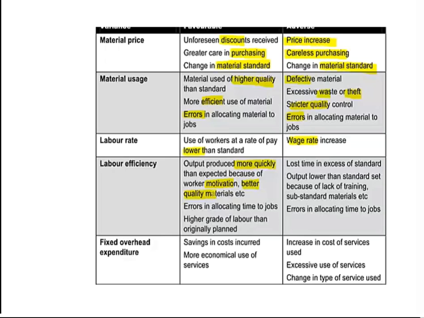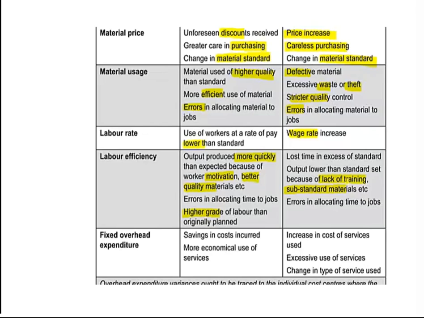Mistakes then in allocating labour, again, could explain all types of variances, really, those errors. And if we have a better quality or a higher grade of labour, someone who's more skilled, they might be able to do the work faster. Adverse variances for labour efficiency can come about if we have output that's lower than the standard set, and that might be because the employees lack training or because of substandard materials. They might have to rework things which will take longer. Fixed overhead expenditure variances will incur because we're able to perhaps be more economical or negotiate our costs down.